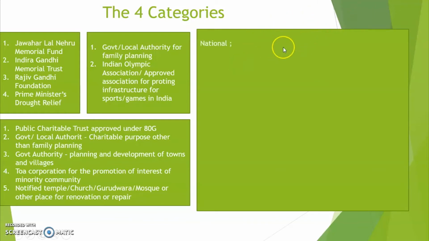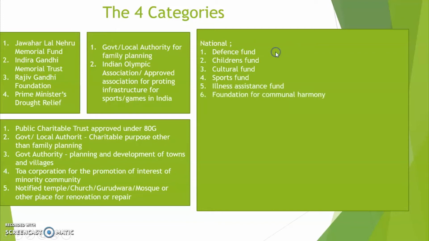So let's check first. So National Defense Fund, National Children's Fund, National Cultural Fund, National Sports Fund, National Illness Assistance Fund, National Foundation for Communal Harmony, National Welfare for Autism and Multiple Disabilities. So these 7 items will have this word national as a prefix. So if you see the word national, straight away category 4.